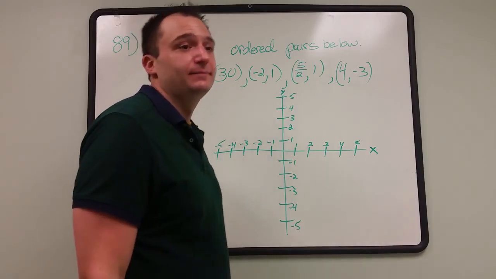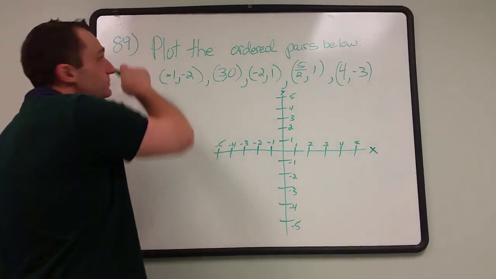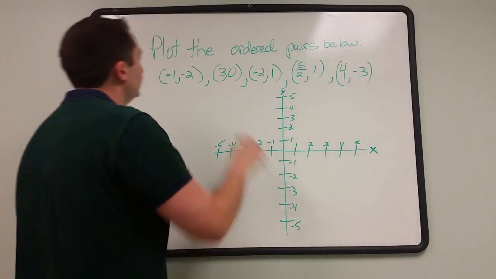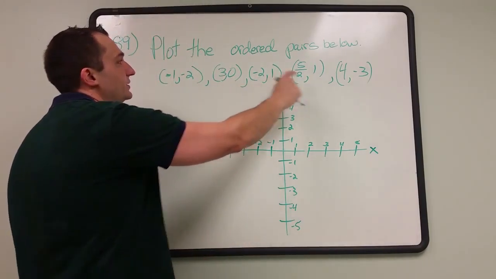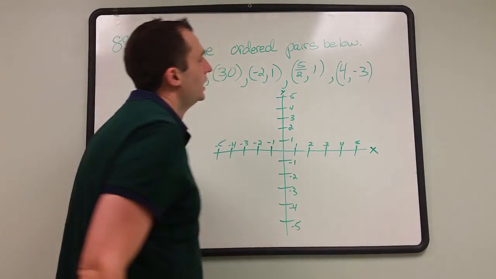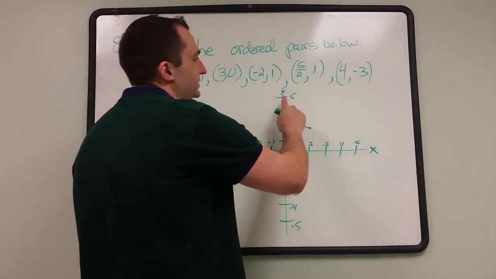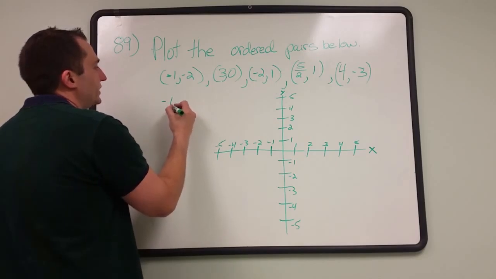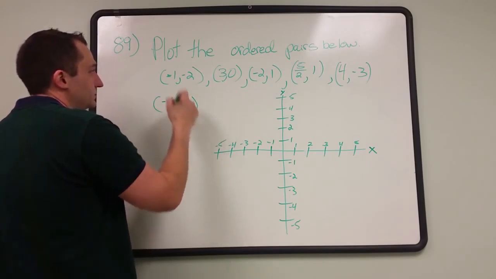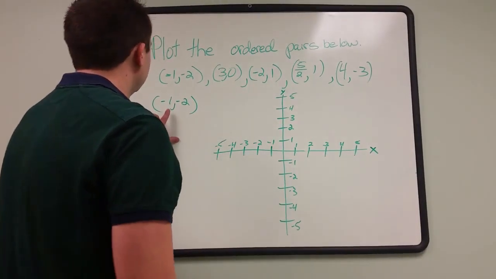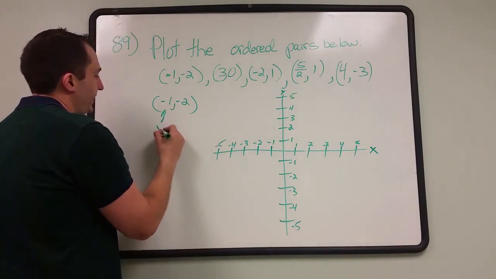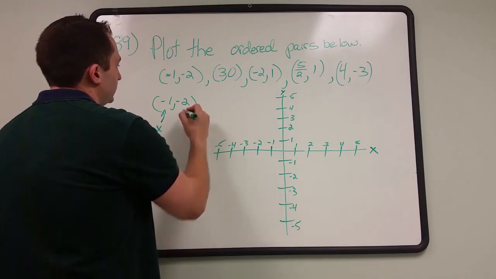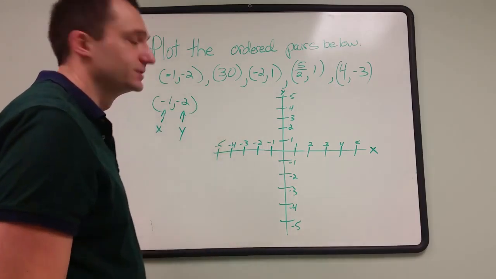Okay, so the last problem on the review is number 89, which states to plot the ordered pairs below. There are 5 ordered pairs, 1, 2, 3, 4, 5, and we're supposed to plot them on the x and y graph. So your first ordered pair is -1, comma, -2. The first number corresponds to the x-axis, and the second number, the -2, corresponds to the y-axis.